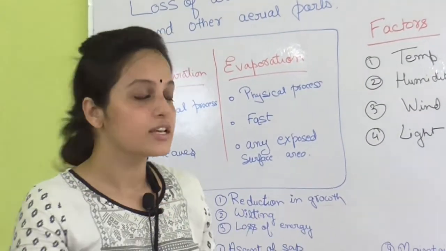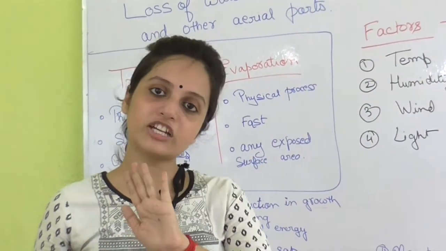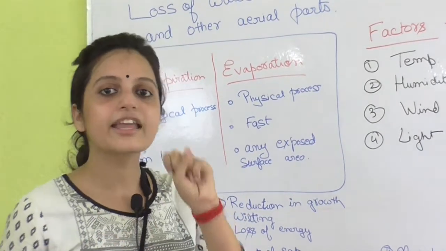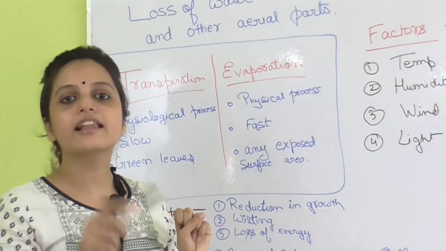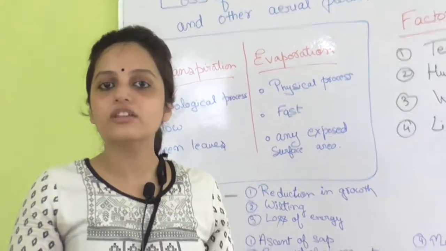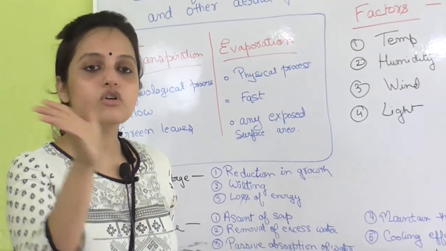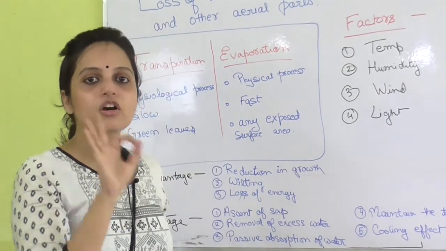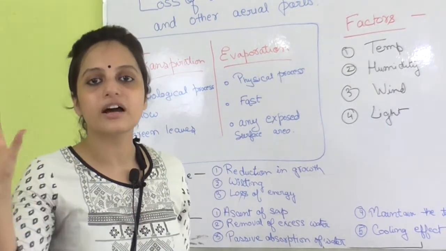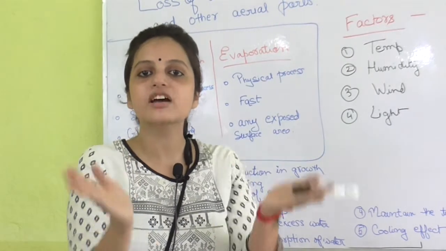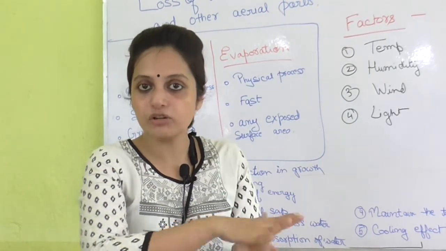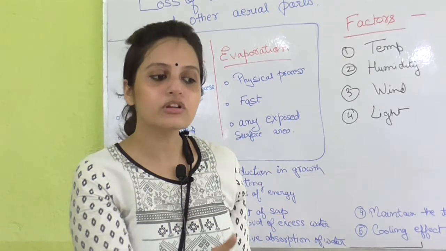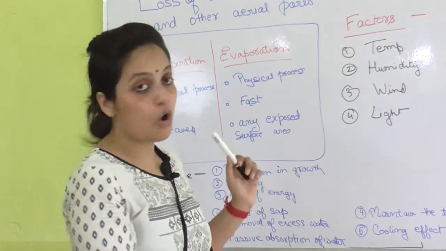So from the leaves, from the stomata, the water vapor is going to go away. The next one is lenticel. The lenticels are present on the stem, so from those pores on the stem, the water vapor is going to go. And the third one is the cuticular part. The cuticular part means the leaves have a cuticular membrane, so from that cuticular membrane, transpiration occurs.